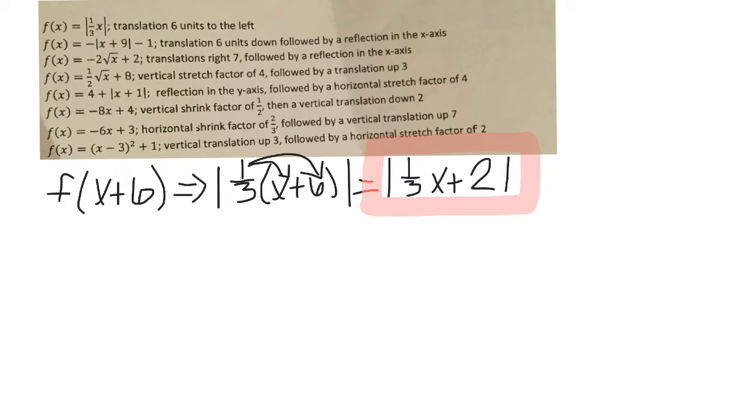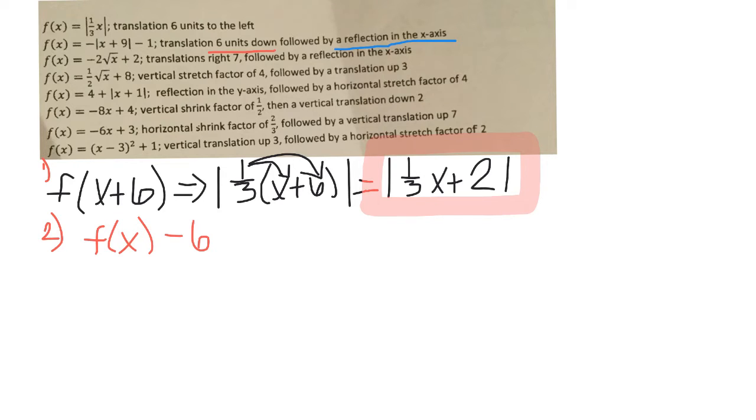Number 2. We'll do number 2 in red. F of x is negative absolute value of x plus 9 minus 1. We want to do a translation 6 units down, followed by a reflection in the x-axis. So we're going to do it in that order. First we're going to do f of x minus 6.